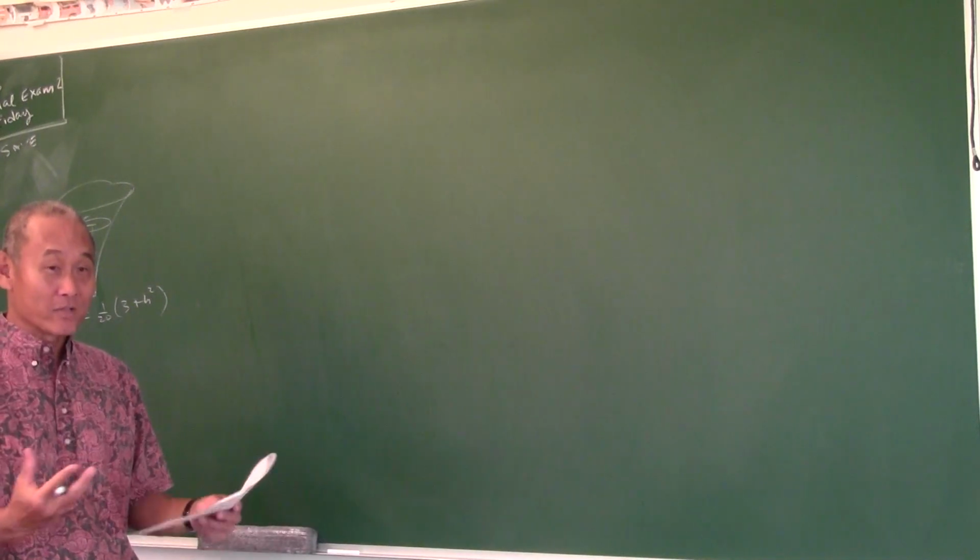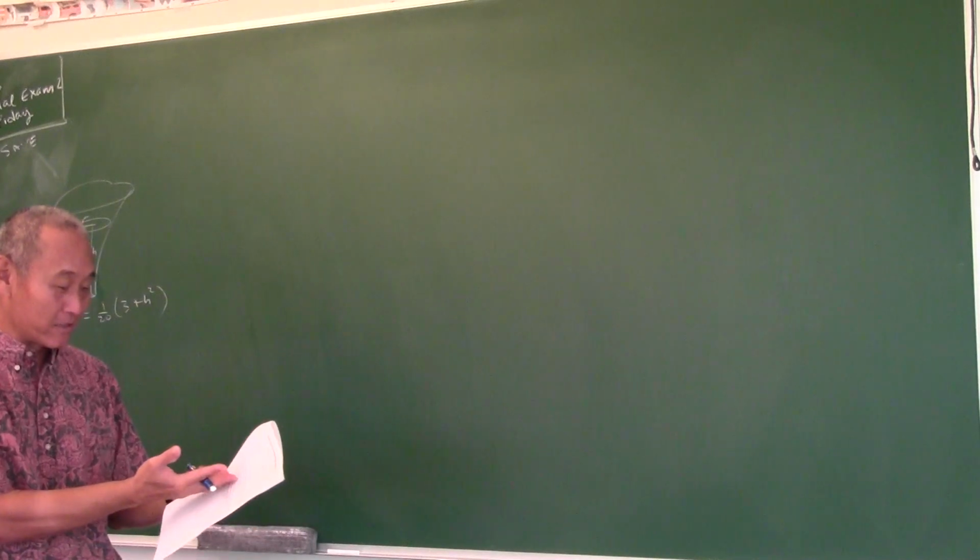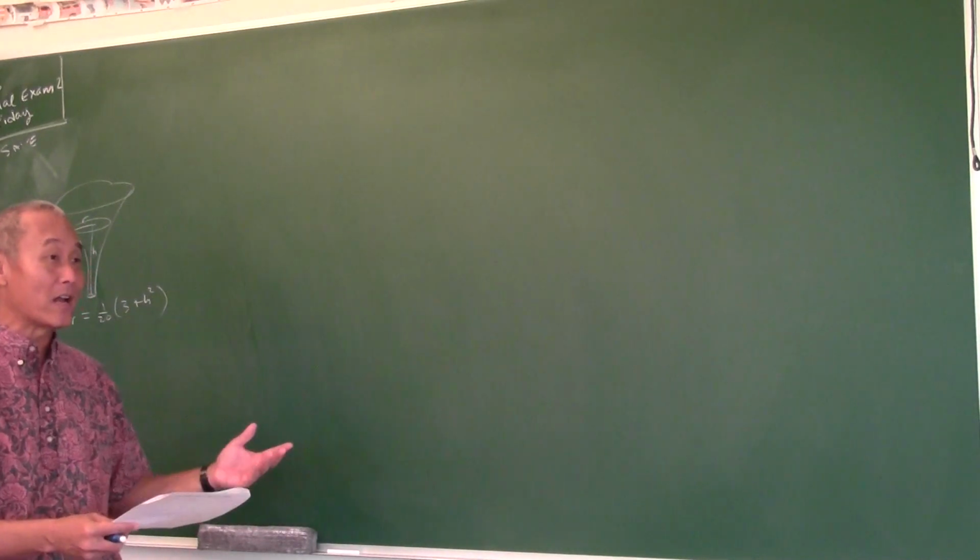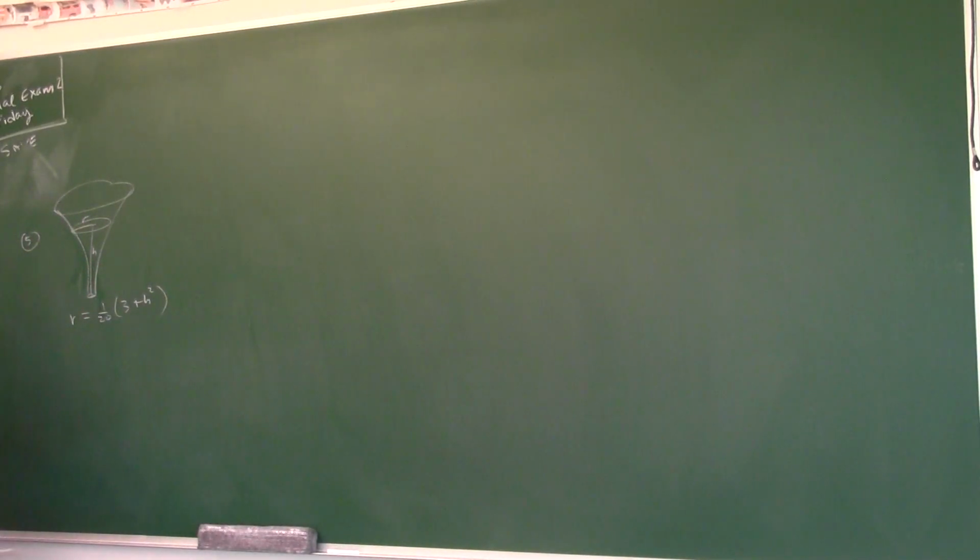What did I tell you? Average means average value, but they're not even fooling you. They're saying average value. Some of you are not even doing an integral. Average value is an integral. So how do you find the average value of the radius of the funnel? What's the formula for average value from 0 to 10? Find the average value of the radius.